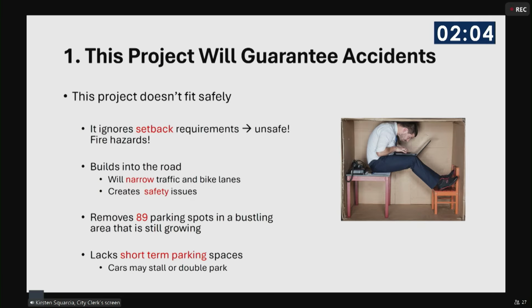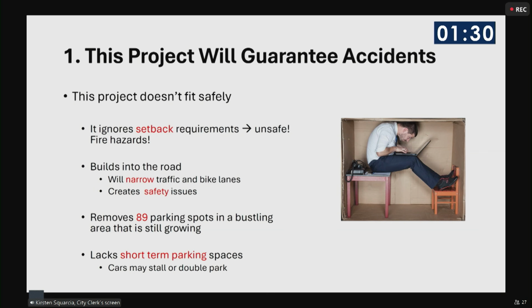Next slide. As mentioned previously, we are very concerned this project will guarantee accidents. The project simply doesn't fit the space. It ignores setback requirements on all 4 sides of the building to get it to fit. This is unsafe. It poses fire and safety hazards. It builds into the road. It's going to narrow the traffic and bike lanes, and it creates safety issues for pedestrians, bikers, cars, and public trucks that pass by every day, multiple times per day, over 100 trips per day.